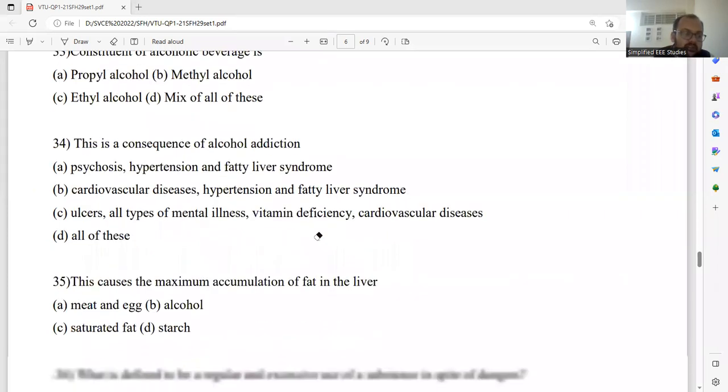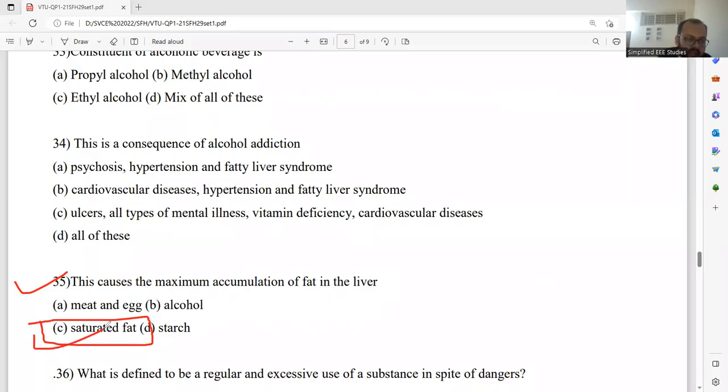Let me go ahead with question number 35. This causes the maximum accumulation of fat in the liver, which would be the right answer? Meat and egg, alcohol, saturated fat, and starch. Question number 35: saturated fat is the right answer. I would like to select option C.